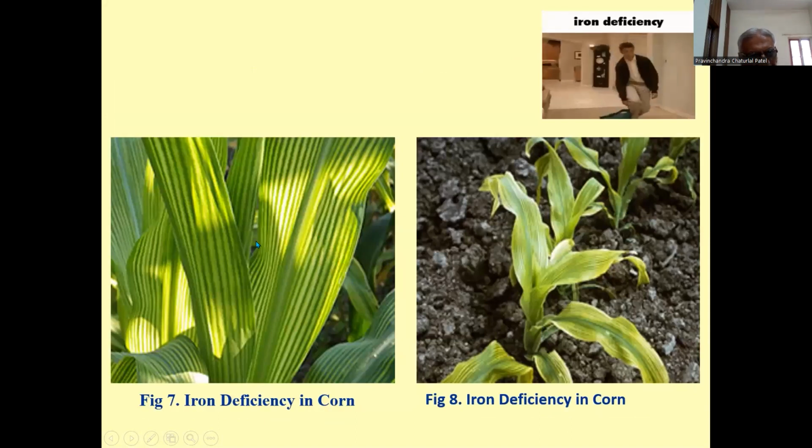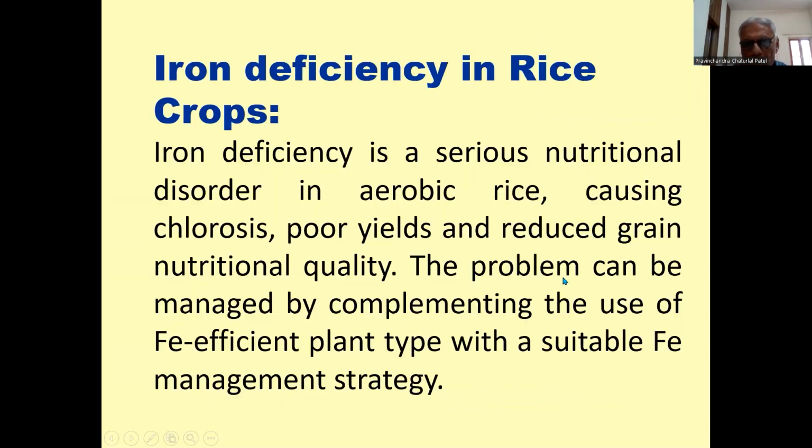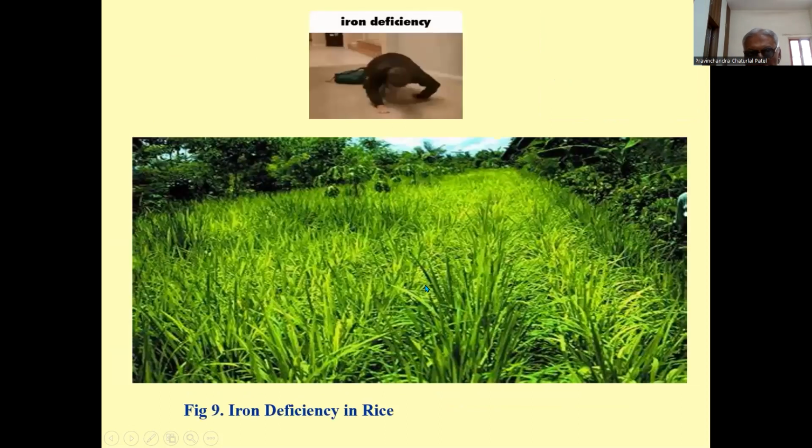Iron deficiency in corn, maize: you have typical interveinal chlorosis, the veins remain green, other portions become chlorotic. In corn, you can see the growth of the plant is stunted. Iron deficiency in rice crop: you can see yellowish patches.